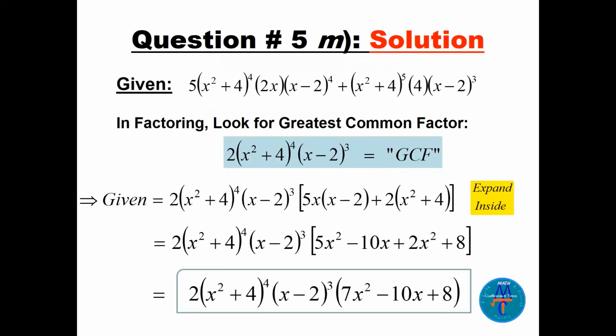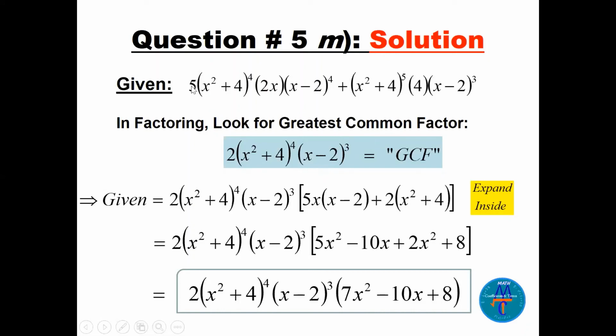Part M. Did you get this, please? 2 times x squared plus 4 all to the power 4, times x minus 2 all cubed, times 7x squared minus 10x plus 8. Now, if you can factor this, you have to do it. But this one cannot be factored. Now, let's see the method. Just look for the greatest common factor.